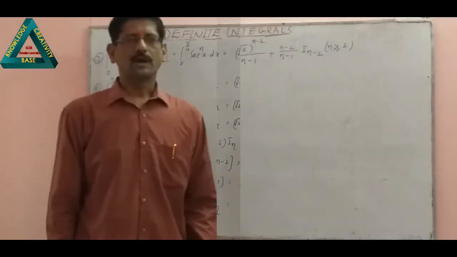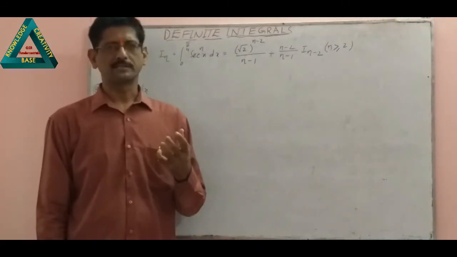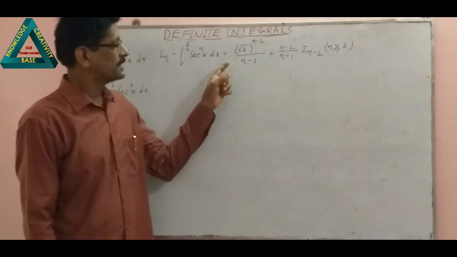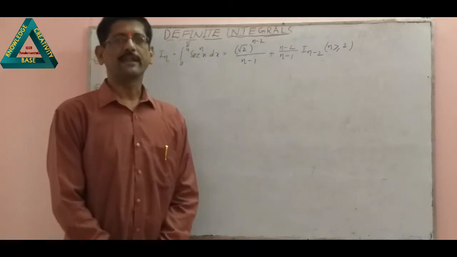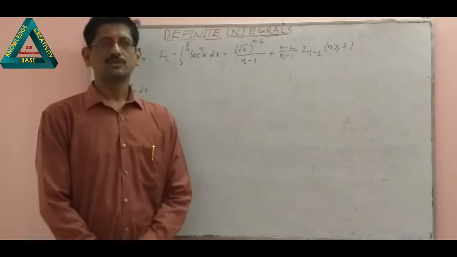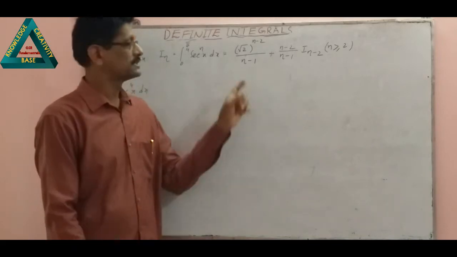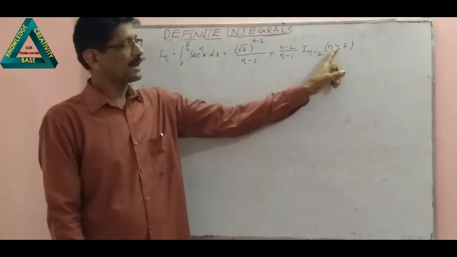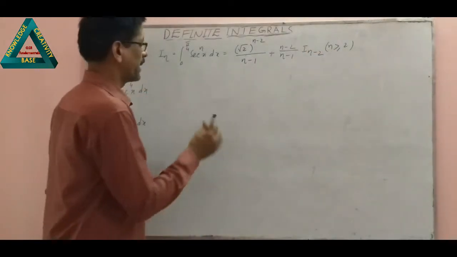Okay, so I'm going to explain 2 important points. Those points are, this result is applicable for only n greater than or equal to 2. What about n is equal to 0 and n is equal to 1? 0, 1, 2, 3, 4, 5, 6. But this is applicable only whenever n is greater than or equal to 2. Suppose we put n is equal to 0.